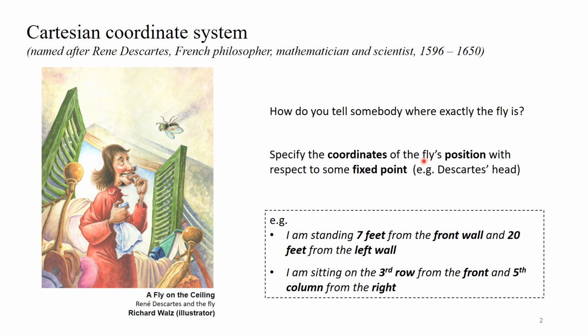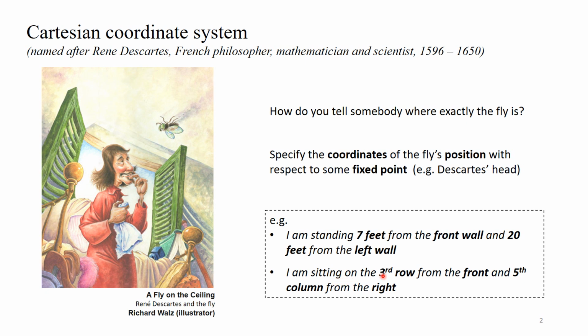Okay, so this gives us the general framework that when you want to define the position of an object in terms of coordinates, x and y coordinates, you need to do that in terms of some reference point, a fixed point here. And you can look at these two examples down here. So the first example says that someone is standing 7 feet from the front wall and 20 feet from the left wall. So here the positions are 7 feet and 20 feet, and the reference are the front wall and the left wall.